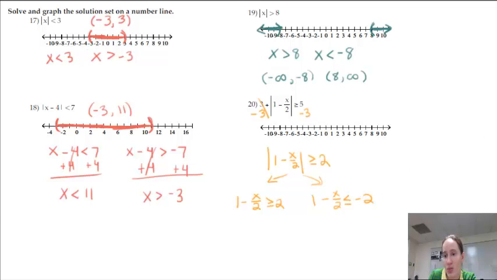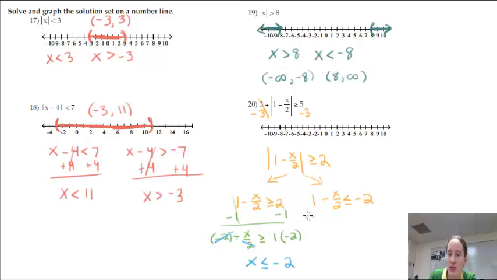So we solve by subtracting 1 from both sides. You get negative x over 2 is greater than or equal to 1. To get this negative and the 2 to go away on the left side, we have to multiply by negative 2 on both sides, because that will cancel these out and leave us with x multiplied by a negative, though, which doesn't happen very often, but it did in this case, so we have to flip the inequality. x is less than or equal to negative 2.